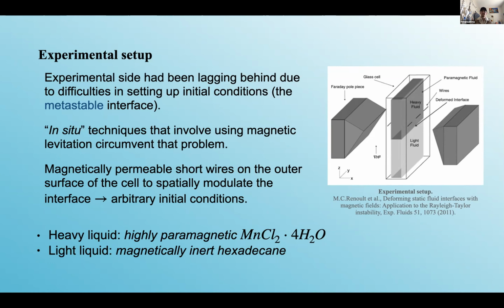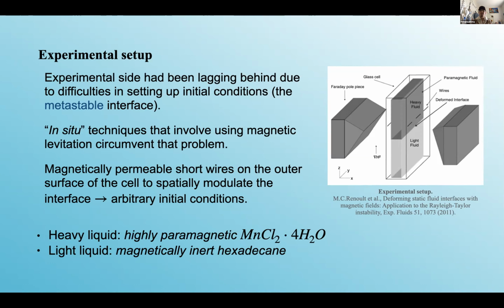I believe maybe 10 to 20 years ago, at the beginning of this century, a group of scientists worked out a way to use magnetic levitation to magnetically levitate the heavier liquid on top of the lighter one, essentially employing what is called the in situ technique. That just basically means that throughout the entire experiment, you don't need to flip the cell or move the cell, you don't need to do anything mechanically to the cell, so this is a great way to reduce any unwanted perturbation and greatly reduces systematic errors.